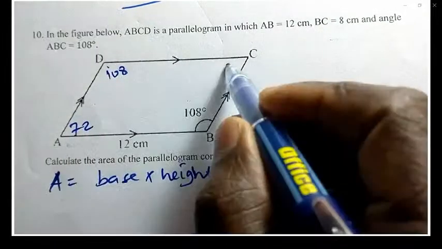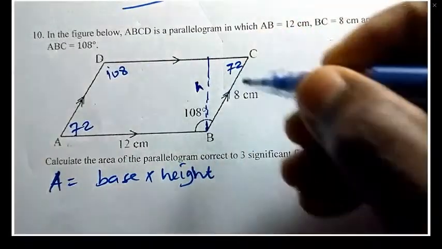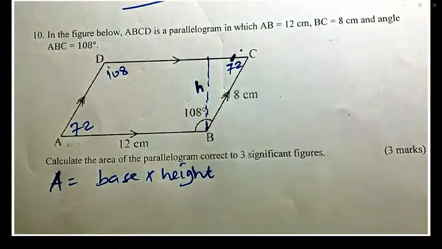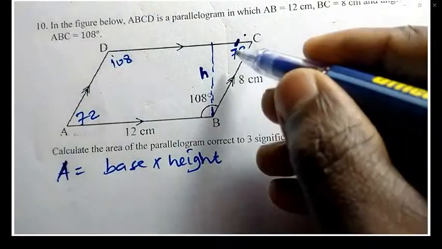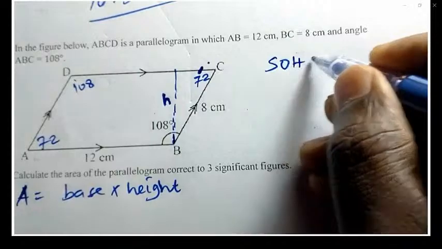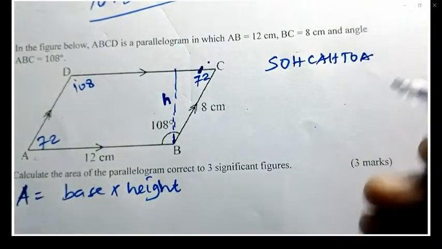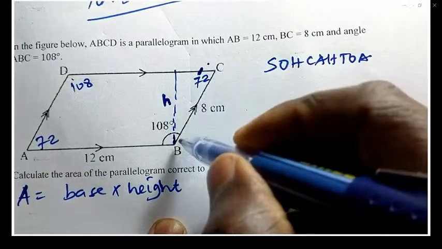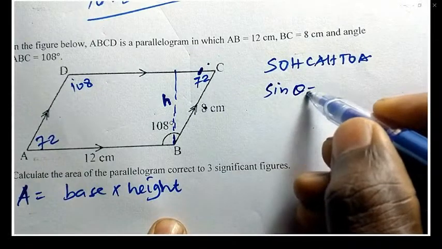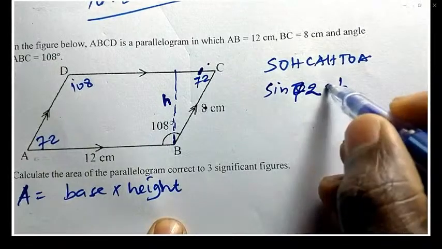So our height ni hii. So we are going to use, to get this h, we are going to use this angle. So how do you get h? You can do it somewhere here. You use SOHCAHTOA. So you can see this is a right angle triangle. So we have this h, we have this 8 here. So we are going to say sine theta equal to opposite, sine 72 now is equal to opposite, which is h, divided by hypotenuse, which is 8.